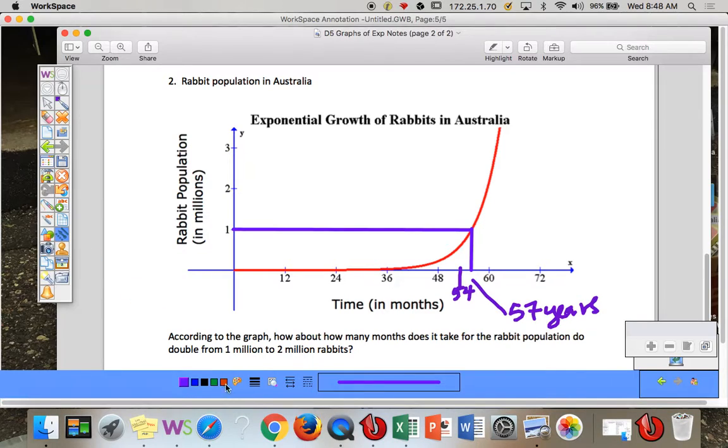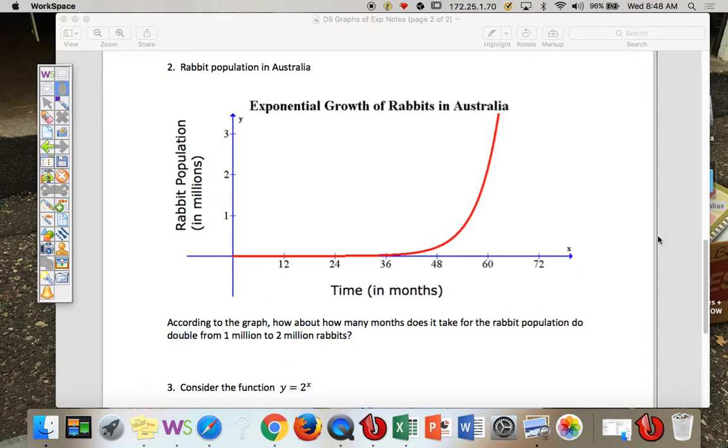Let's look at 2 million. So 2 million, let's do it black. We're going to go across. We're going to go down. So that's about 60 years, we'll say. So it takes only 3 years for the population to double from 1 million to 2 million rabbits.